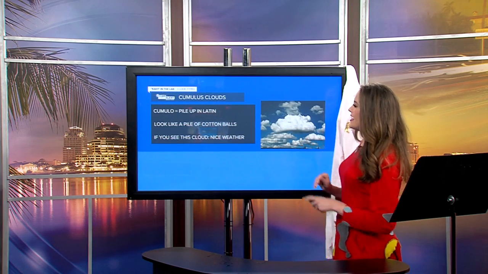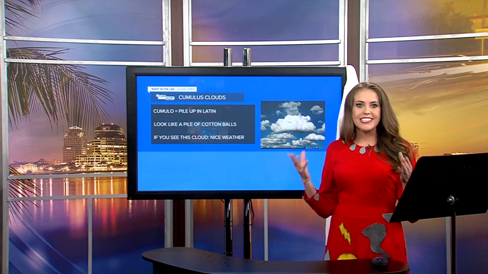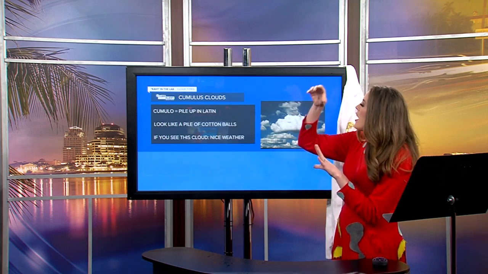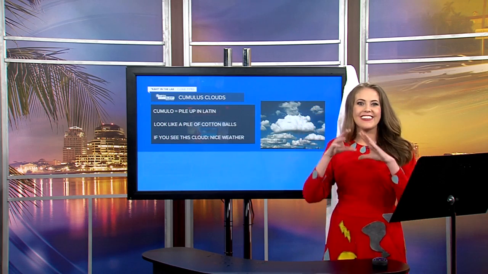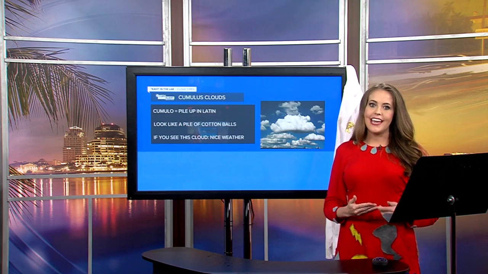One of the most popular clouds, probably one of your favorite clouds, is the cumulus cloud. And cumulo in Latin means pile. So that's basically what it is. It's a pile of cotton balls in the sky. So they look like big cotton balls. These are really cool clouds. And if you see a cloud like this, it usually means that we will see nice weather for the day.